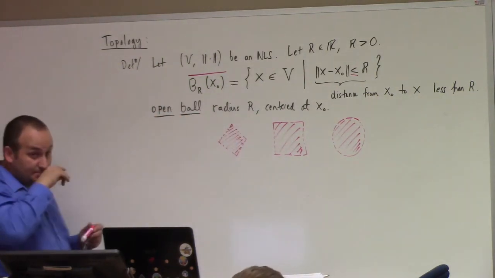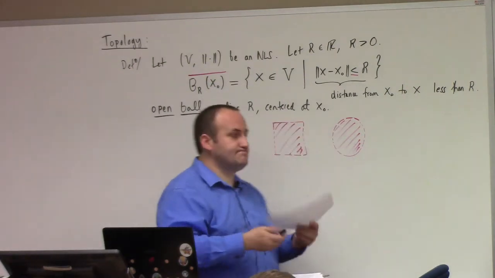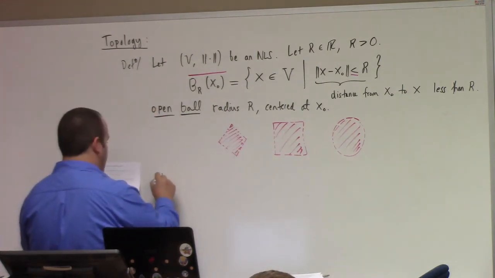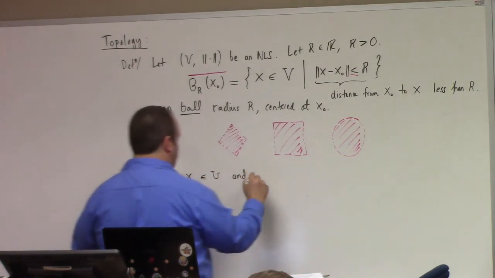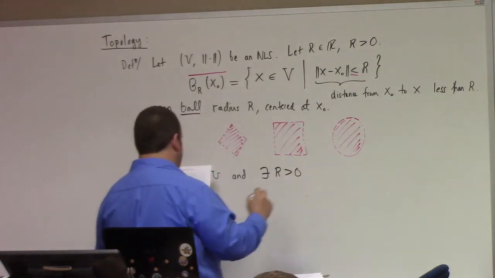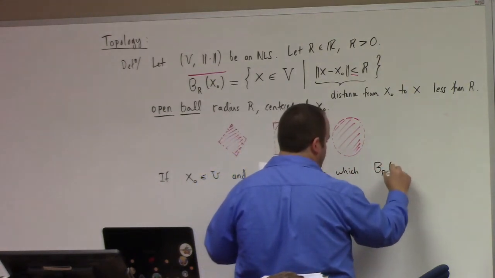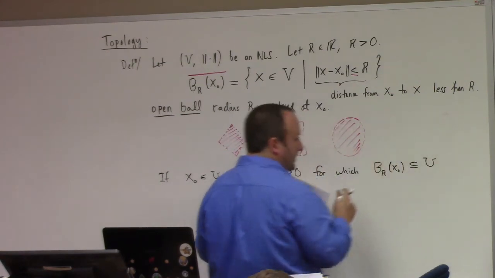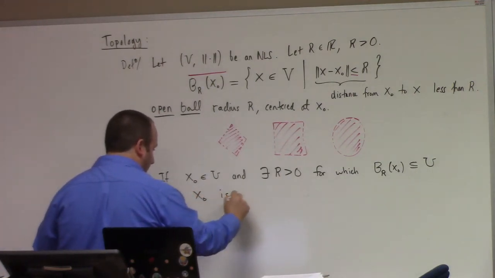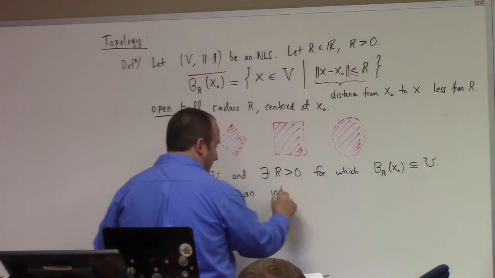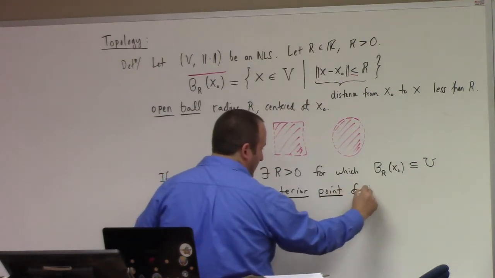All right. So there you go. These are open ball and closed ball. Now, furthermore, if x naught is an element of U and there exists a positive radius r greater than 0 for which the ball of radius r centered at x naught is a subset of U, then we say it's what's called an interior point of U.